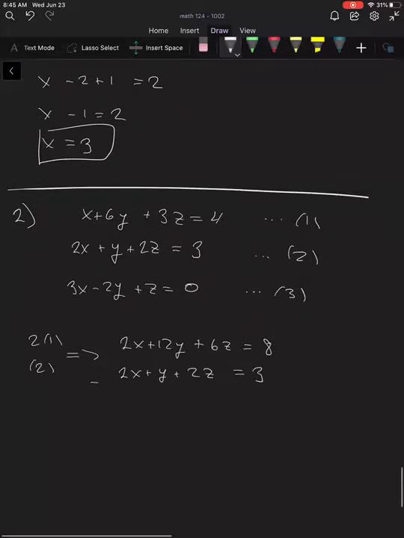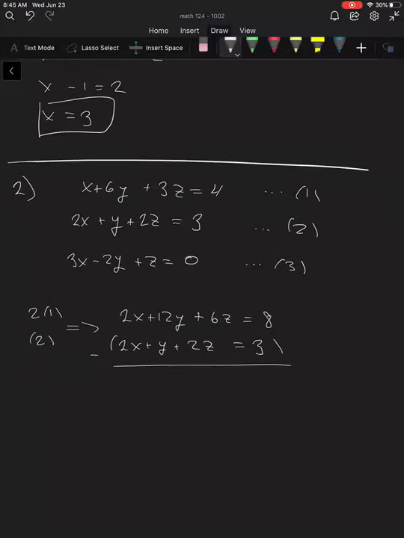So now if we subtract these two equations, 2x minus 2x is 0, 12 minus y is 11y, 6z minus 2z is 4z, and then 8 minus 3 is 5. All right, so we have one equation with just y and z now. So now let's do the same thing with equation 1 and 3.